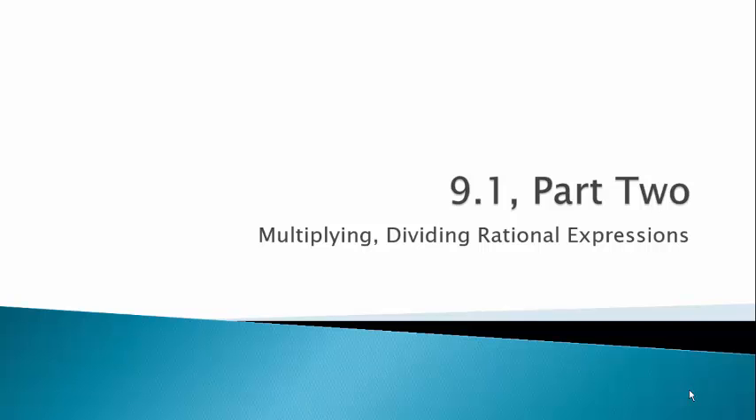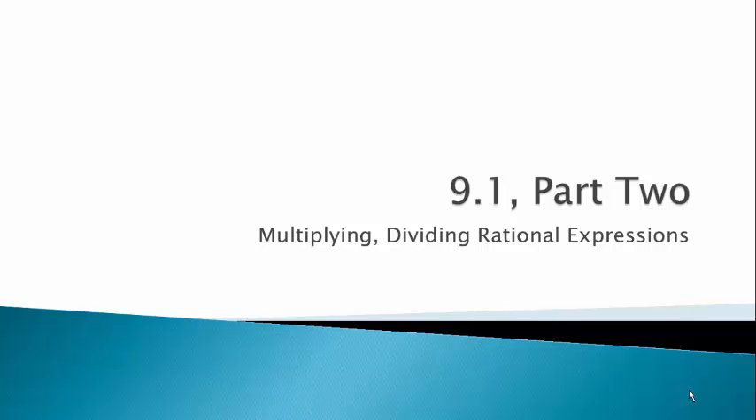Welcome to the second half of section 9.1. In the first half, we talked about simplifying rational expressions. Now, in this part of the section, we're going to actually start to do some operations with two rational expressions. And in 9.1, the two operations we focus on are multiplication and division. We'll get to addition and subtraction in the next section, but for right now, we'll do multiplying and dividing.